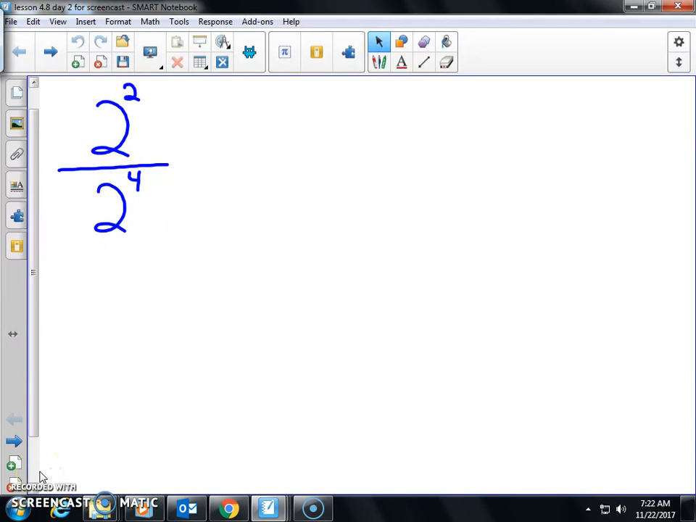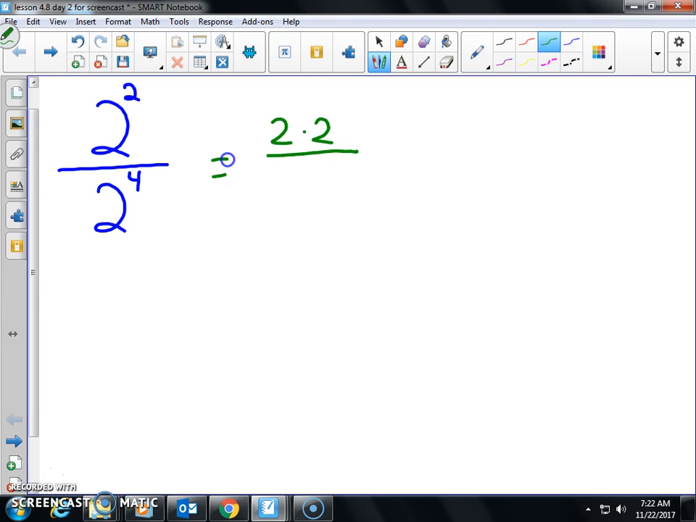Okay, in this lesson we're going to continue our work with exponents. If you take a look at this fraction on the board, it says 2 to the second power divided by 2 to the fourth power. There's lots of different ways you can look at this. One way, we could write it all out. 2 to the second power means 2 times 2. And in our denominator, 2 to the fourth power means 2 times 2 times 2 times 2.